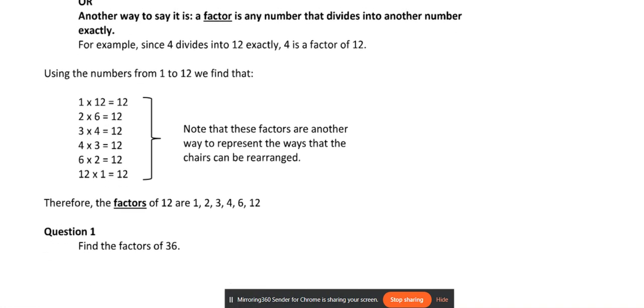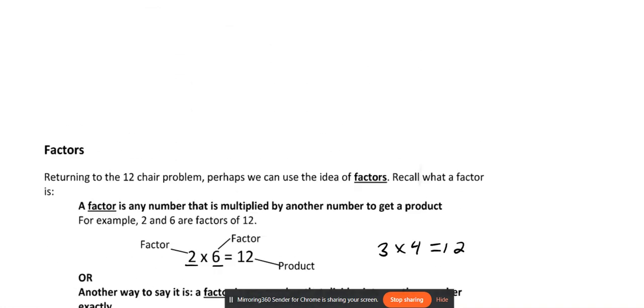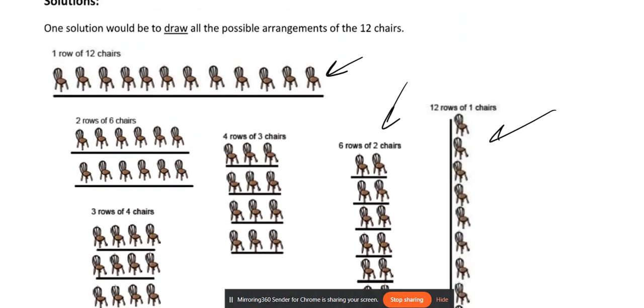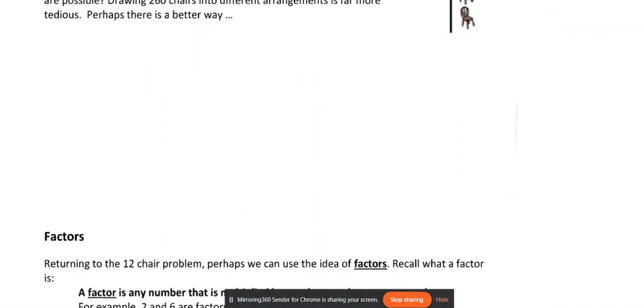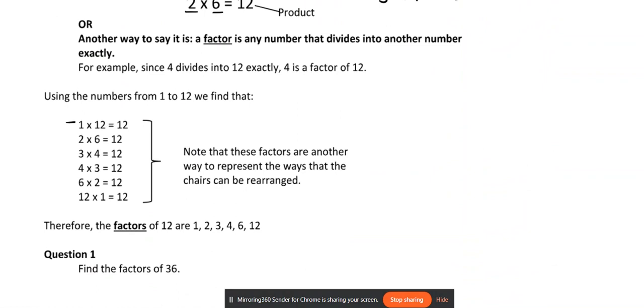Now note that these factors are another way to represent the ways that the chairs can be arranged. So we could have 1 times 12 to get 12. As a picture, that would be this one: 1 down, 12 across. Or we could have 2 by 6. 2 times 6 would tell there's 12 chairs in total, so you can arrange them that way. 4 times 3, 3 times 4, 6 times 2, 12 times 1. So we could figure that out just from knowing this part of it too.